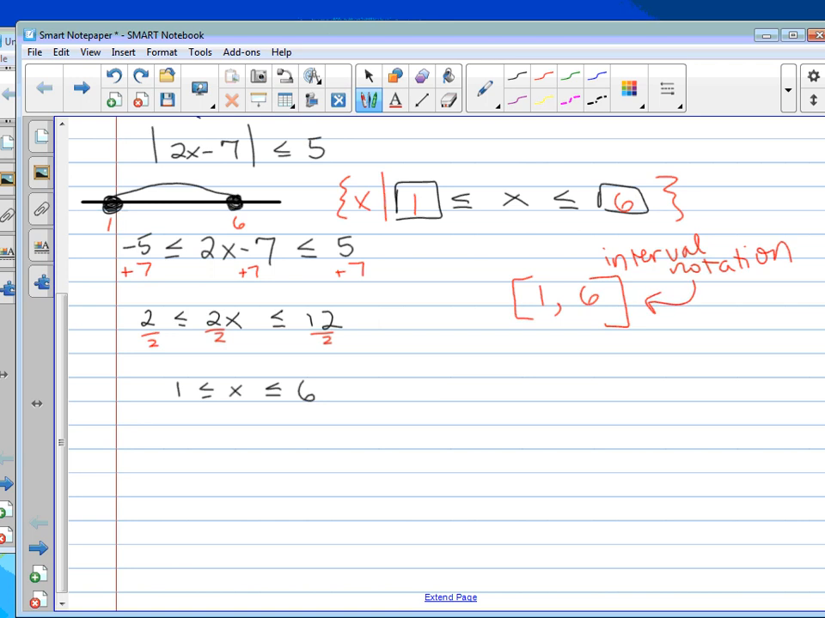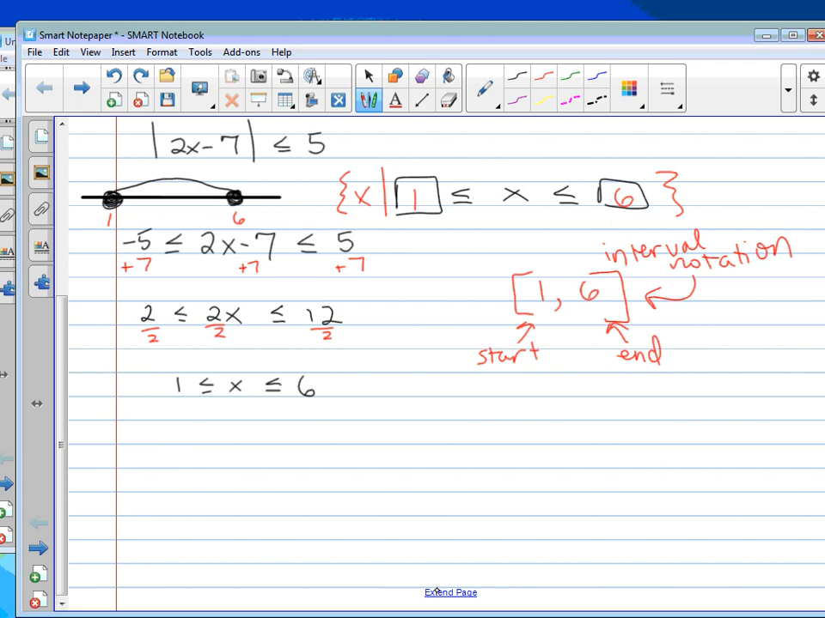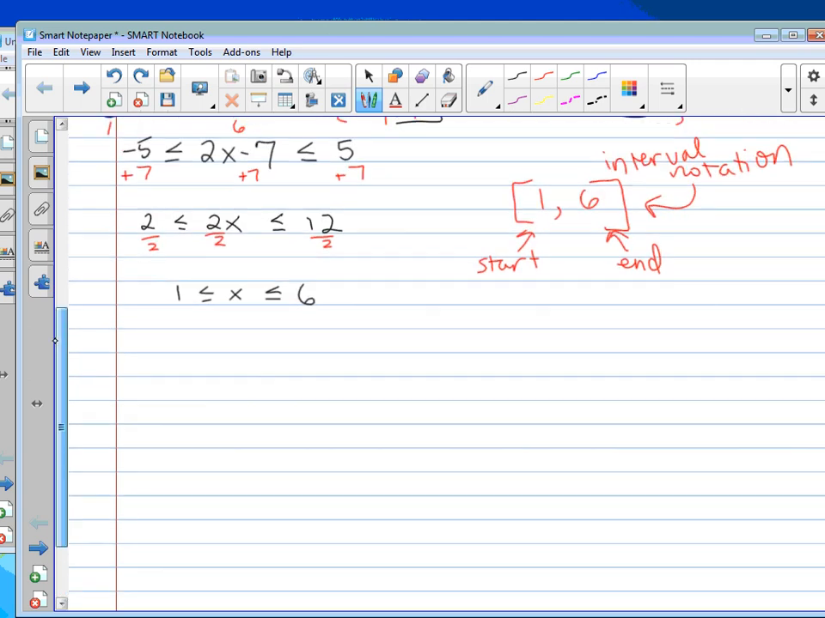So interval notation just tells you where to start, comma, where you end, and then you just got to watch the brackets. So here's the idea behind the brackets. If you're including the endpoints, then you use the square brackets. If you're not including them, like if they're strictly less than, then you would use parentheses.